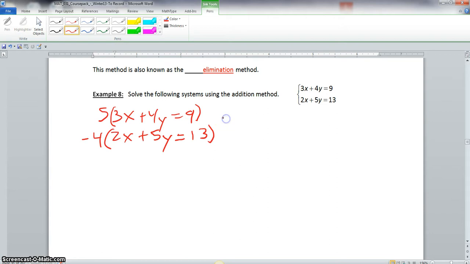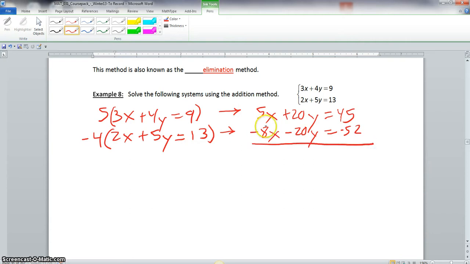Okay, now we're going to multiply these. 5 times 3x is 15x. 5 times 4y is 20y. And 5 times 9 is 45. Negative 4 times 2x is a negative 8x. Negative 4 times a positive 5y is a minus 20y. And negative 4 times 13 will give us a negative 52.